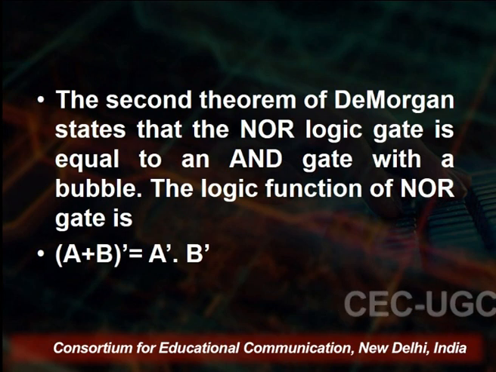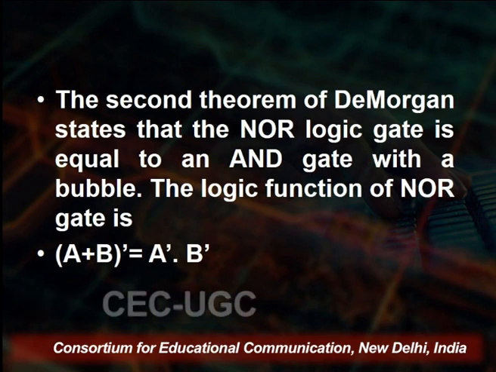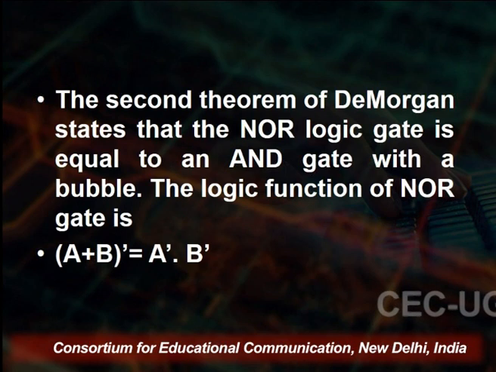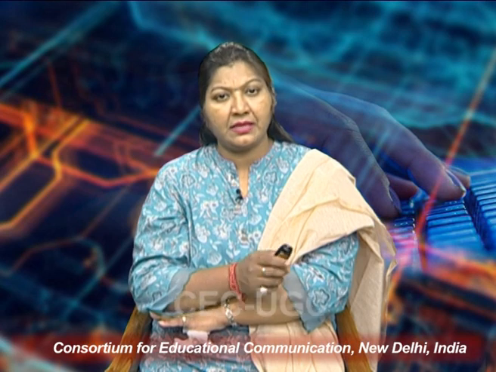The second theorem of De Morgan states that the NOR gate is equal to the AND gate with a bubble. In this case, the OR gate with a bubble is the NAND gate. If we have an AND gate with a bubble, then it is a NOR gate, just the opposite of that.